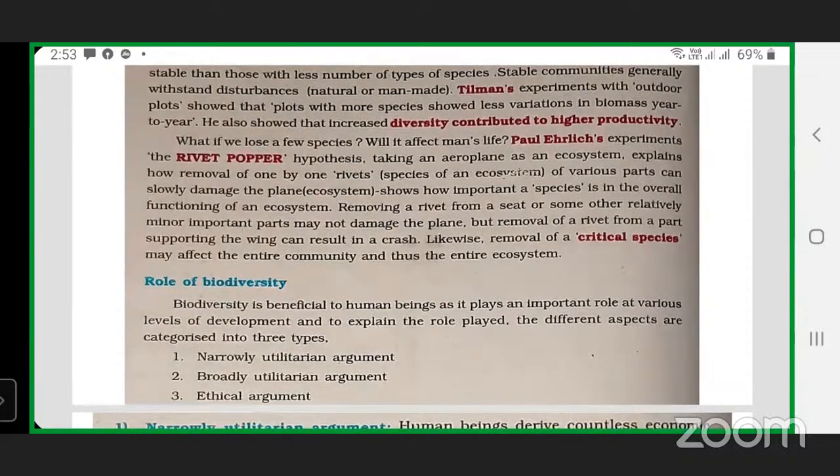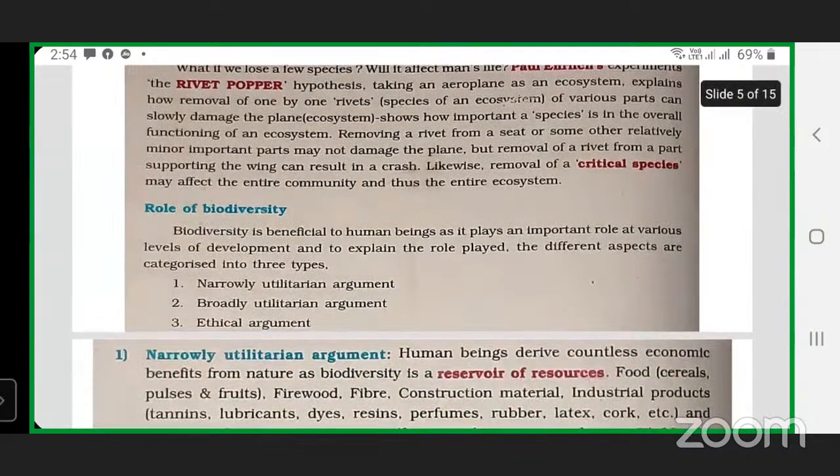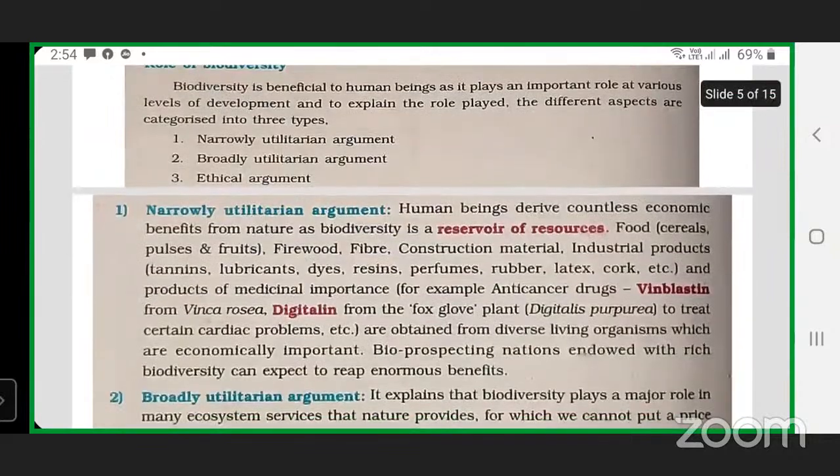Then, what is the role of biodiversity in the universe? Biodiversity is beneficial to human beings as it plays an important role at various levels of development. To explain the role played, the different aspects are categorized into three types. The biodiversity can act in the universe in three ways: the narrowly utilitarian argument, the broadly utilitarian argument, and the ethical argument. First of all, we will discuss the narrowly utilitarian argument.